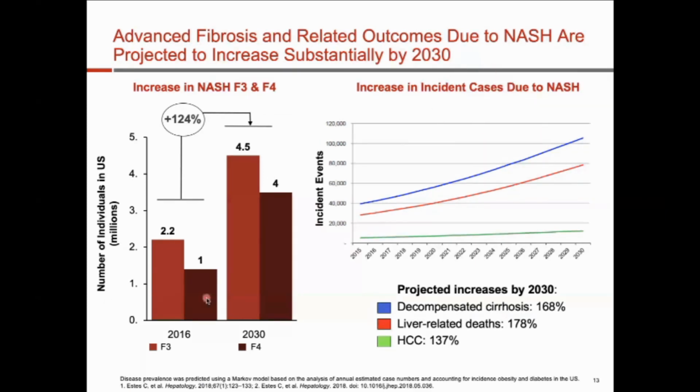Now, again, coming back to what's going to happen with people who have advanced fibrosis. The number of them that are going to worsen with disease is only going to skyrocket. It's predicted that by 2030, the number of people with decompensated cirrhosis will go up by 160%, liver-related deaths by almost 180%, and liver cancer by almost 140%. So all of these issues need emergency room visits and hospital visits.